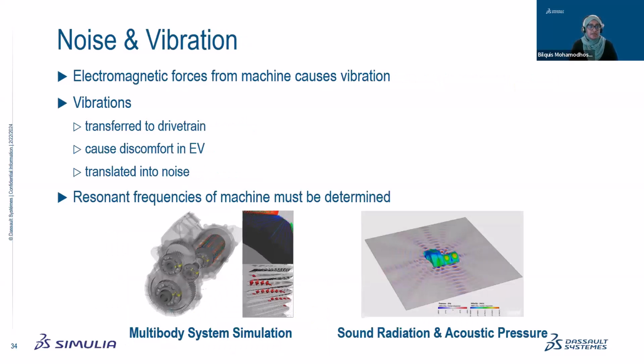And also noise and vibration analysis. Electromagnetic forces very often cause vibration, and those vibrations are transferred to the drivetrain. That can cause multiple problems. For example, it can cause discomfort in the electric vehicle if we are simulating an electrical machine for an electric vehicle, and also it can cause noise in the machine and on the whole drivetrain.